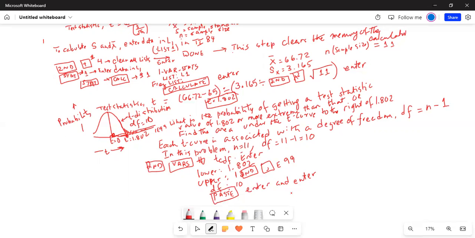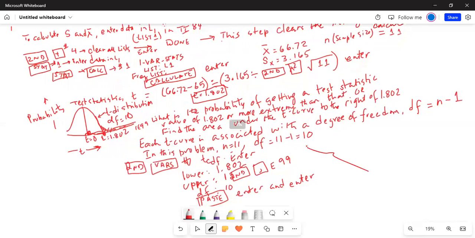And this p-value, so let me clear that. So the area to the right of t test statistic equal to 1.802, or p-value, is equal to 0.0509, you might say.